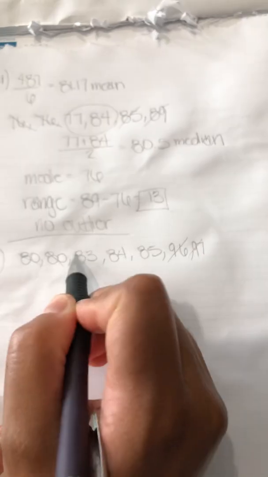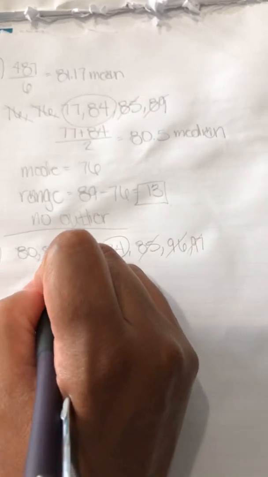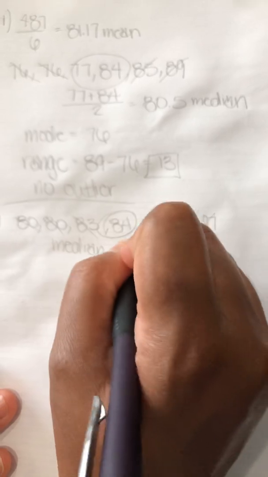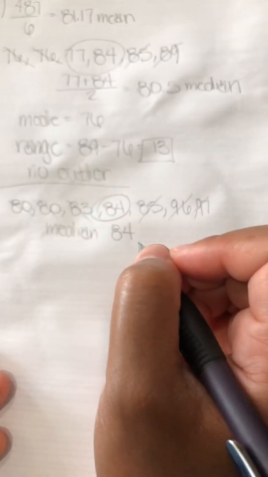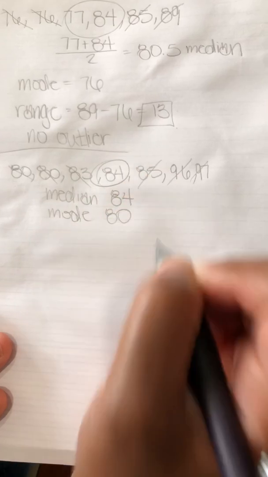So now I'm gonna just cross out until I get to the middle, and I actually have one number in the middle, so that means my median is just going to be 84. Now my mode is the number that I have the most of. The only number that repeats itself is 80, so my mode is 80.